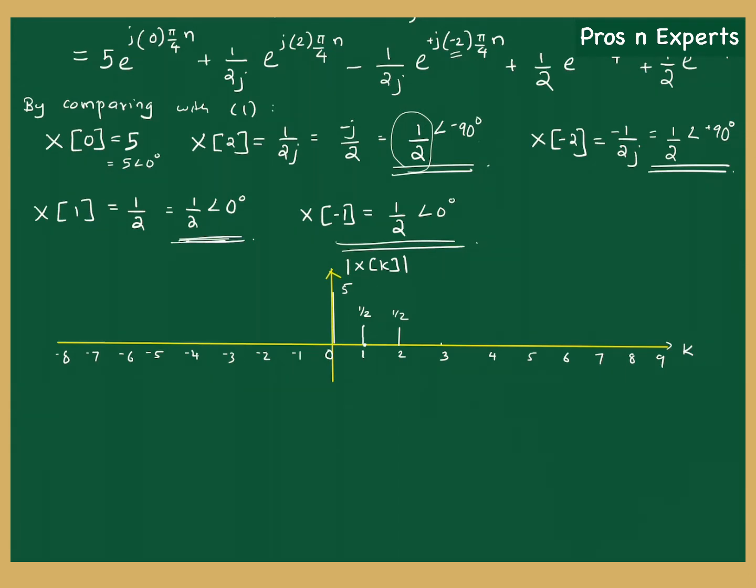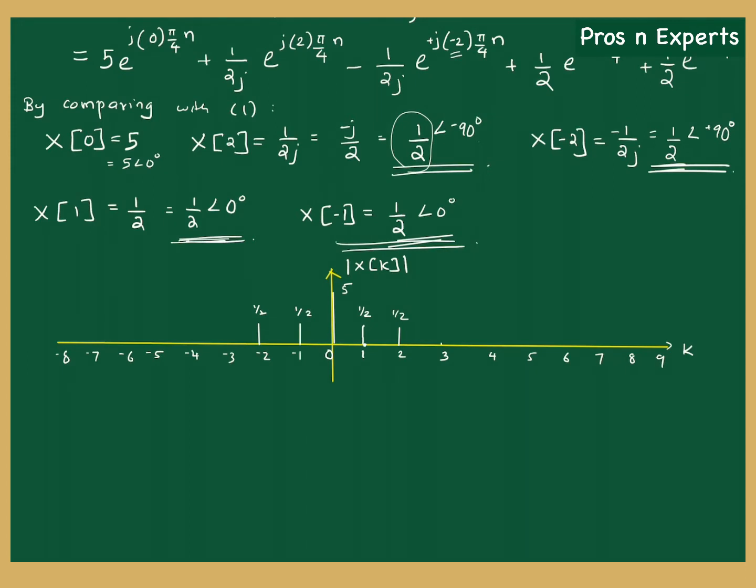And now we can have x of minus 1. What is x of minus 1? Its magnitude is half. So we can have magnitude half here. Then x of minus 2. X of minus 2 is also having magnitude 1 by 2. Now there are no other x of k values.